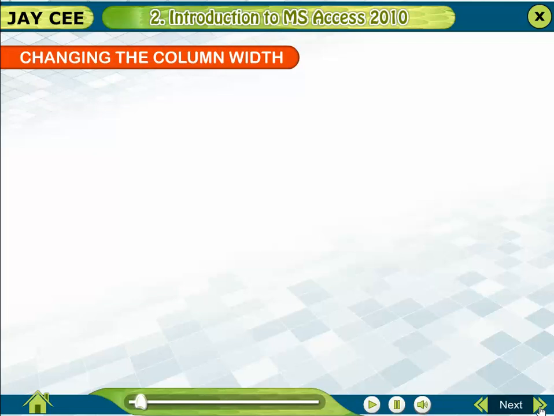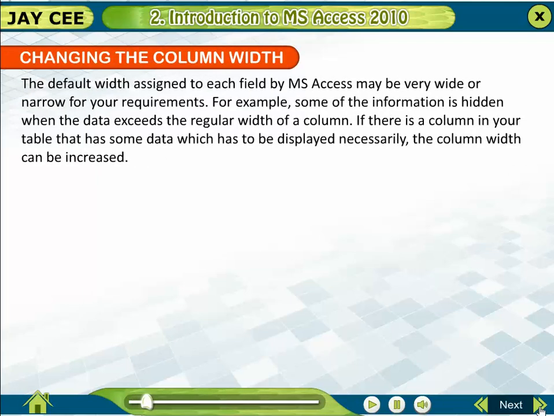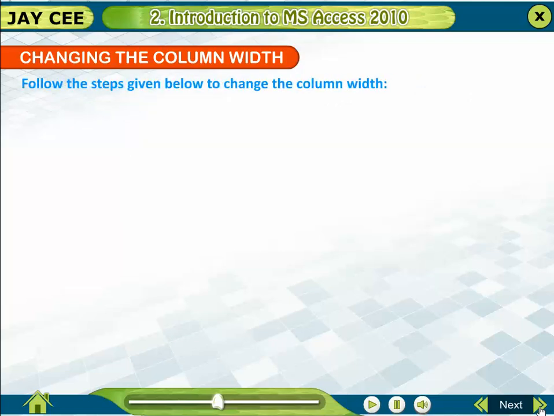Changing the column width. The default width assigned to each field by MS Access may be very wide or narrow for your requirements. For example, some of the information is hidden when the data exceeds the regular width of a column. If there is a column in your table that has some data which has to be displayed necessarily, the column width can be increased. Follow the steps given below to change the column width.